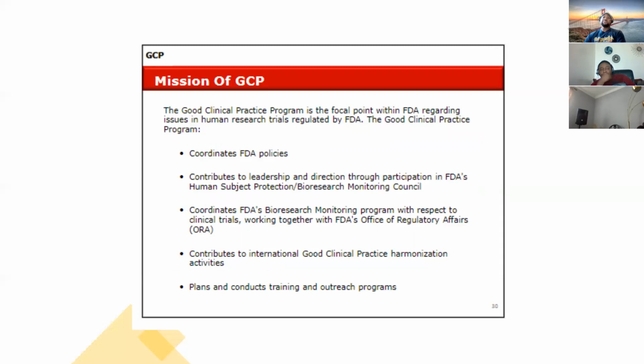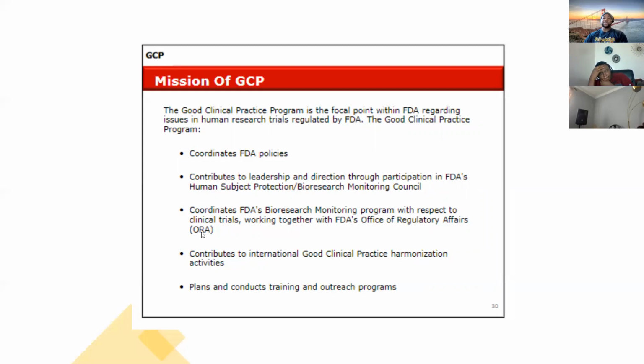The mission of the GCP. The GCP, Good Clinical Practice Program, is the focal point within the FDA regarding issues in human research trials regulated by the FDA. The Good Clinical Practice Program coordinates FDA policies, contributes to leadership direction, and also coordinates FDA's biomedical monitoring program as an aspect of the Office of Regulatory Affairs.